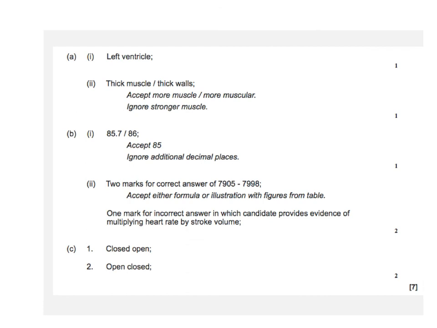Now the final slides are for the marks. So here we go. We've got the left ventricle where the pressure is the highest. The thickest muscle is there, or that it's more muscular, or that there's thicker walls. But the muscle is not stronger. There's just more of it.